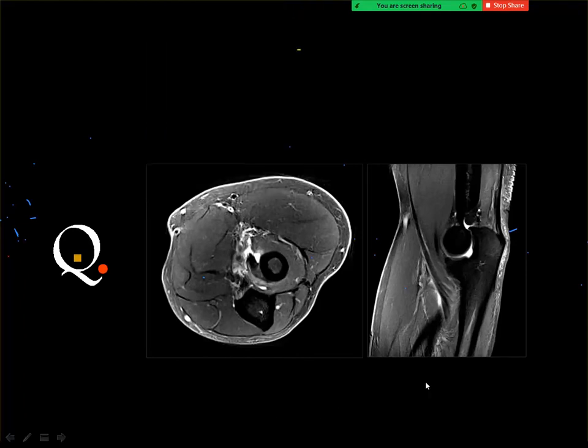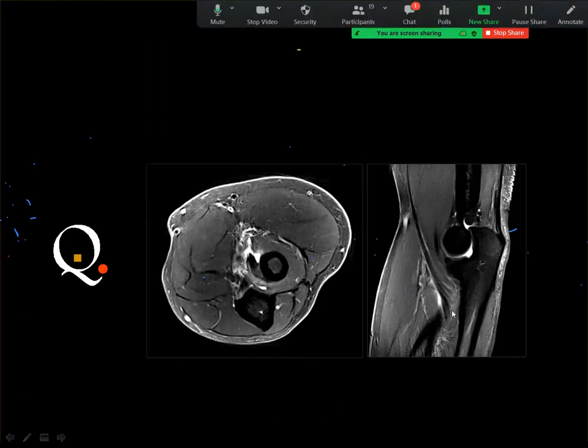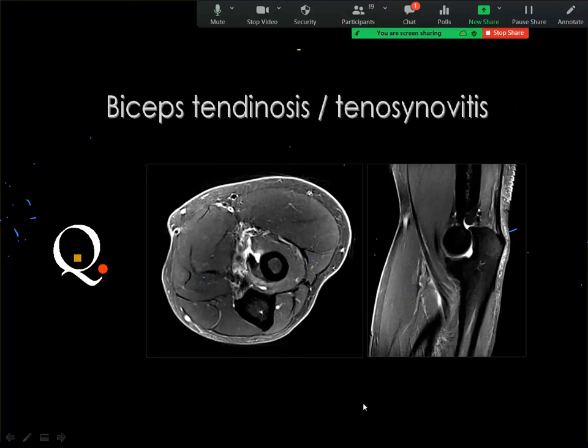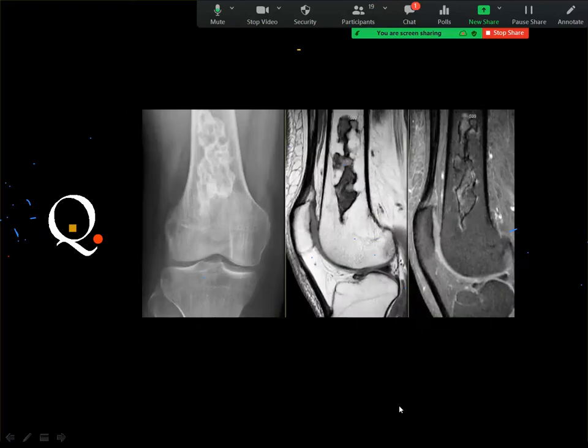Yes, the biceps tendon is intact, and you remember that if the biceps tendon is torn, it will be retracted up in the arm with a wavy outline and so on. But this tendon has reached its attachment in the radius, but there is some abnormal signal and some fluid around the tendon, which indicates tendinitis or tendinosis, but not a tear of the biceps tendon. Okay, next case.